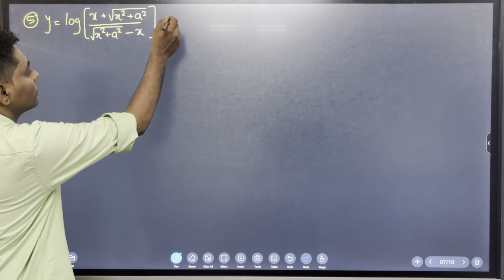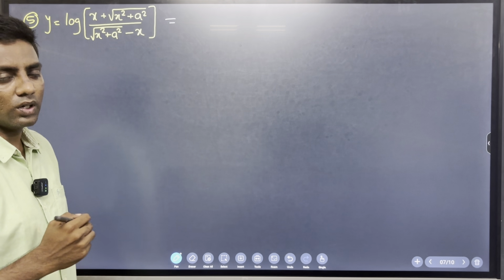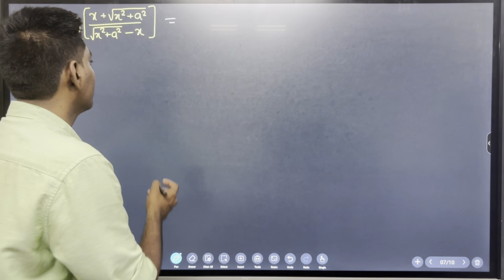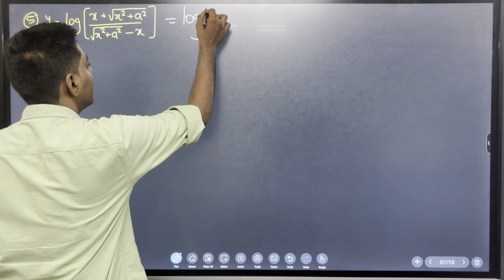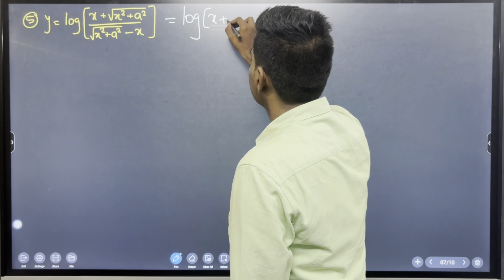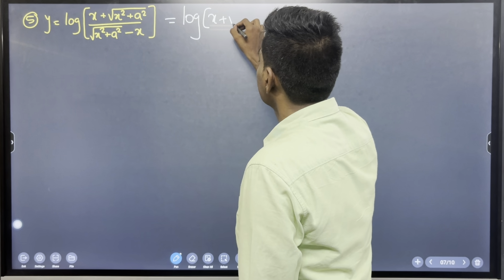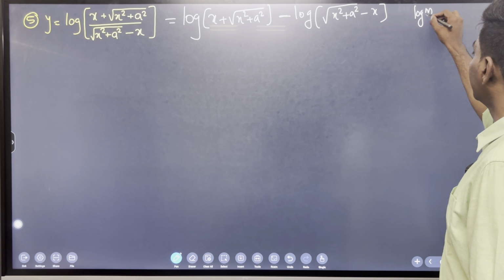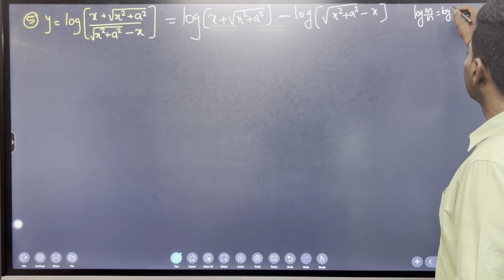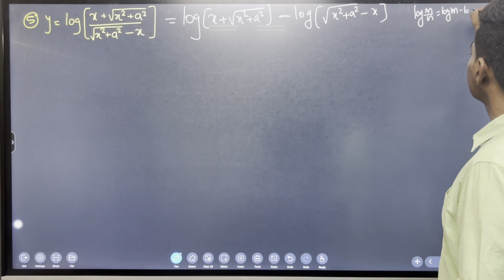Now here, log of these two terms is given in division. So by using the division property of logarithm, we apply the property and get: first is x plus under root of x square plus a square, and then minus log of under root of x square plus a square minus x. So here we use the logarithmic property of division: log of m divided by n is log of m minus log of n. Our m is the numerator and n is the denominator.